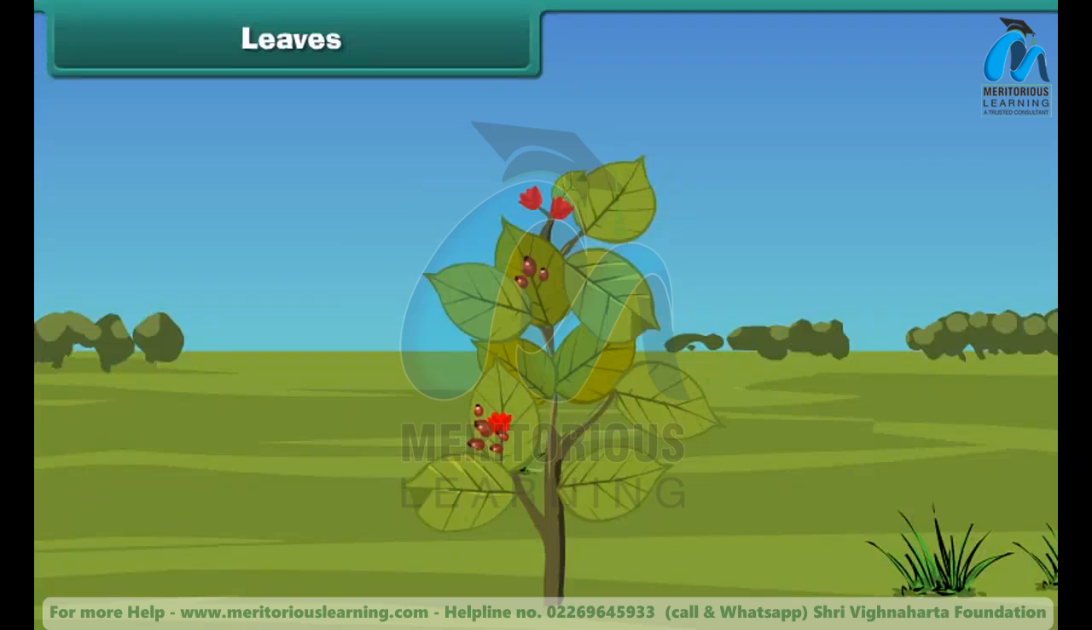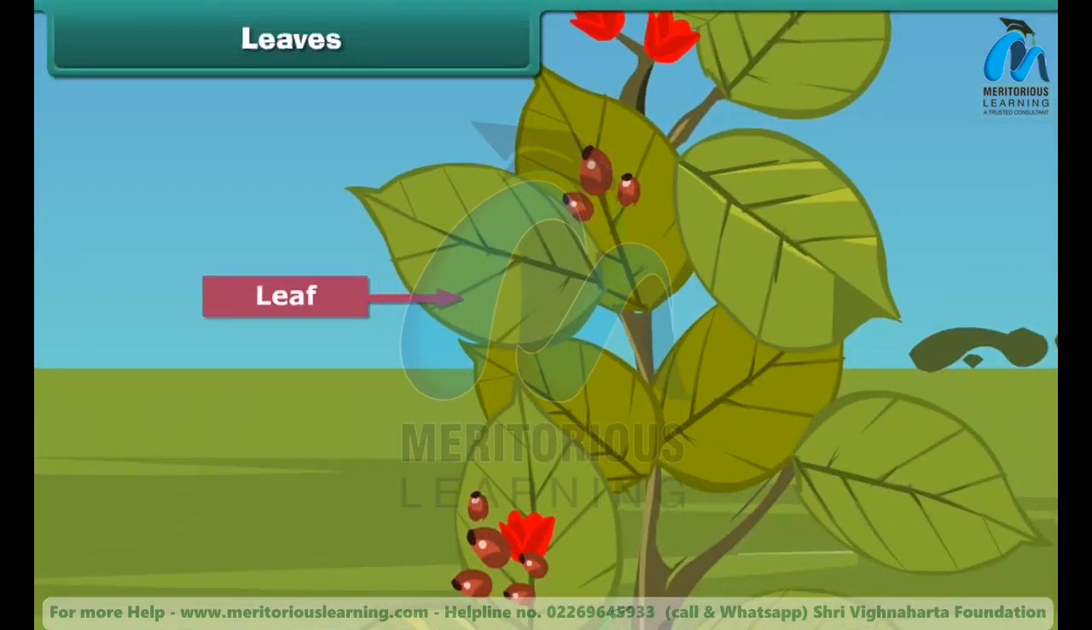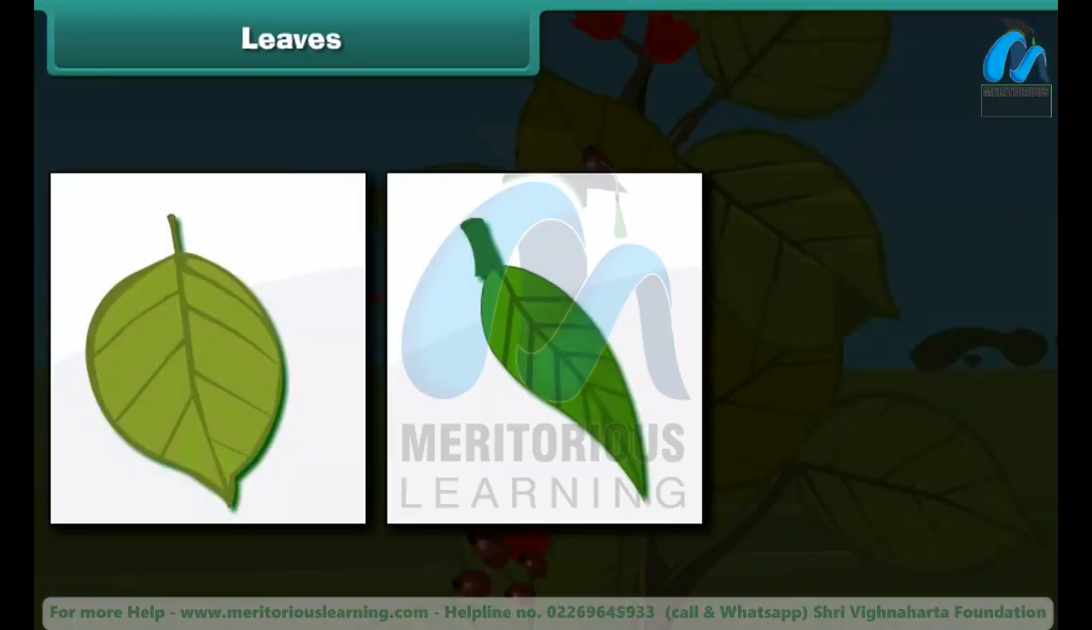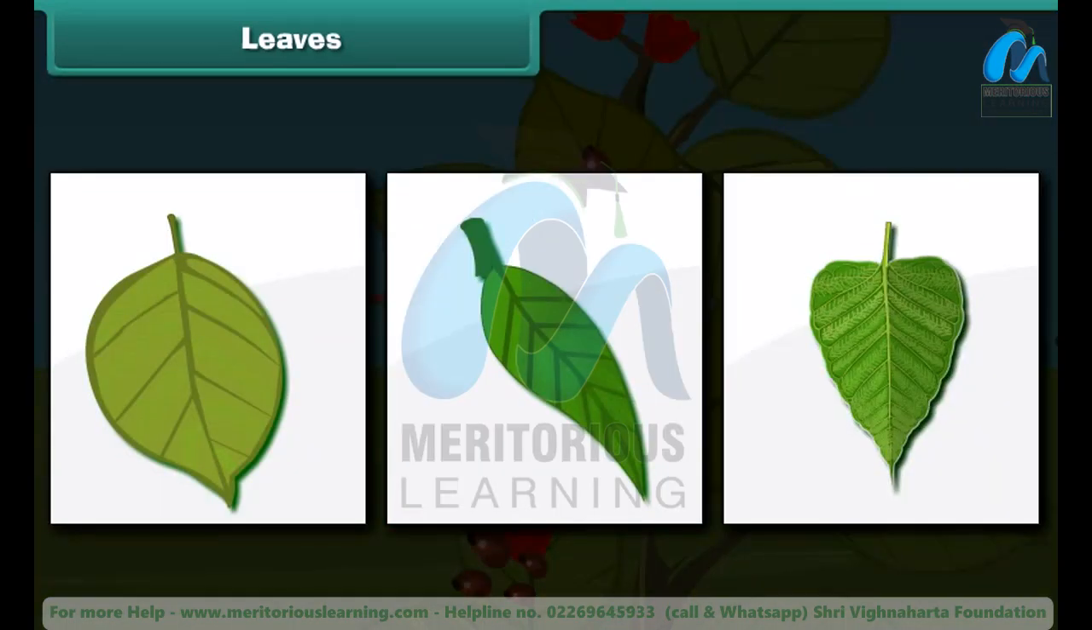Next part of the plant is leaf. It is the green part of the plant that is born on the stem. They are of different shapes. Some are round, some are long, and some are triangular. The surface of a leaf is known as margin, and their margins are also different, like their shapes. Some of them have straight margins, while some have uneven margins.